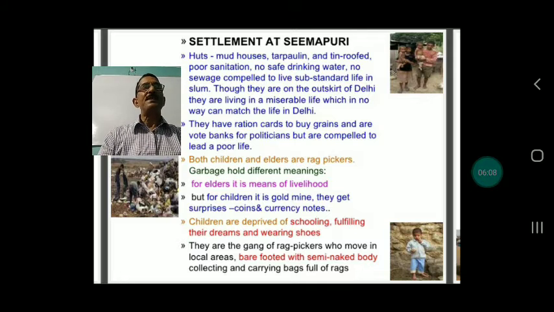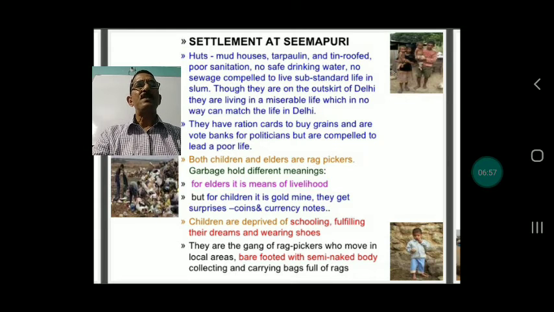What is the condition existing at Seemapuri in Delhi? There are huts, mud houses covered with tarpaulin and tin roofs. There is poor sanitation. They have no canals, no drainage system. There is no safe drinking water and sewage. They are compelled to live a substandard life in the slum. Though they are on the outskirts of Delhi, they are living such a miserable life that there is no way it can match the life of the city dwellers who live in Delhi.